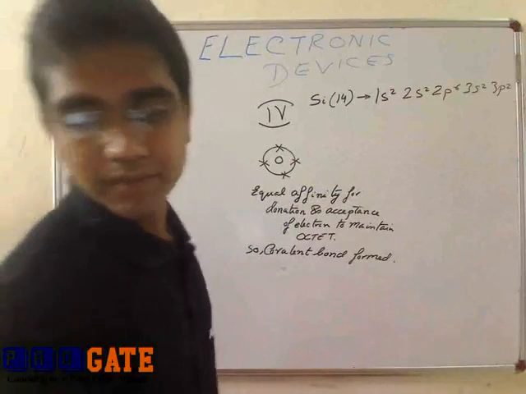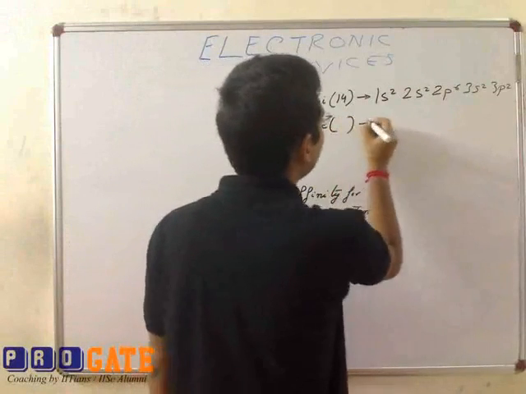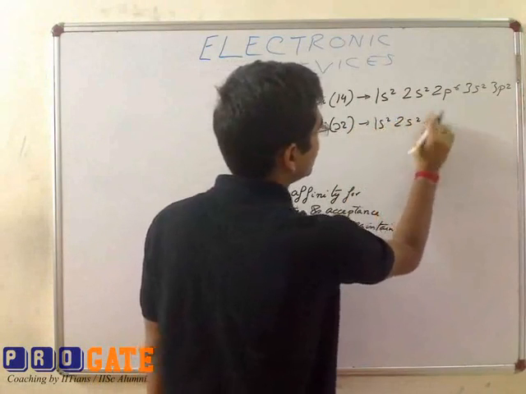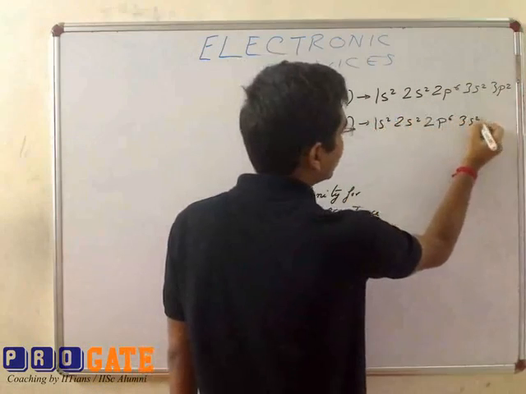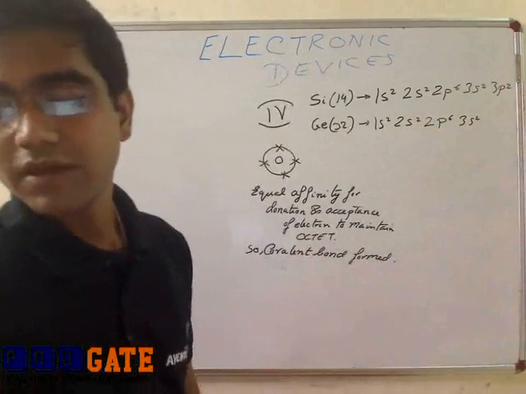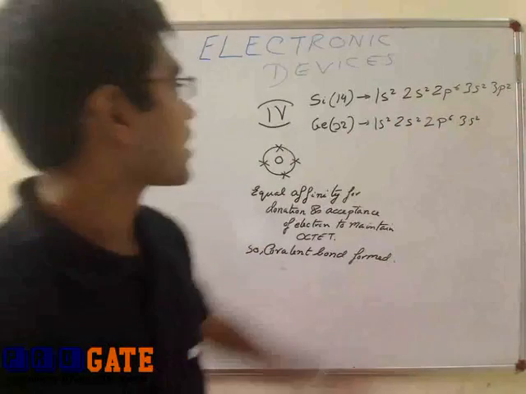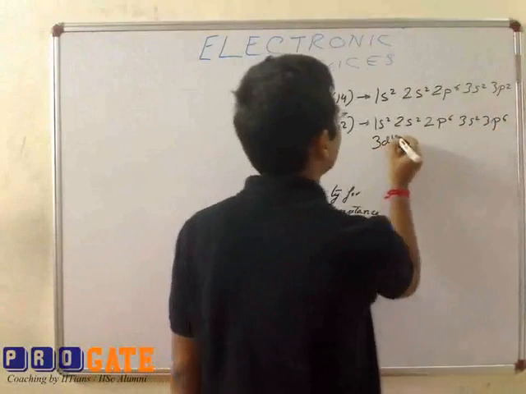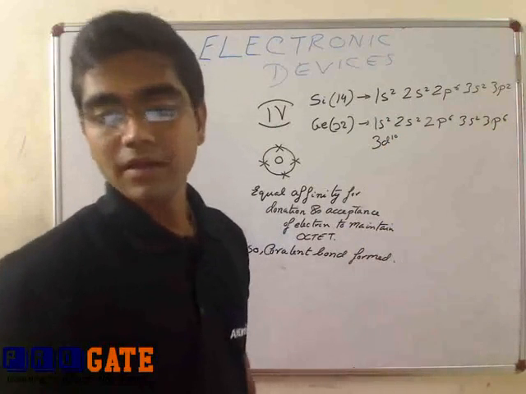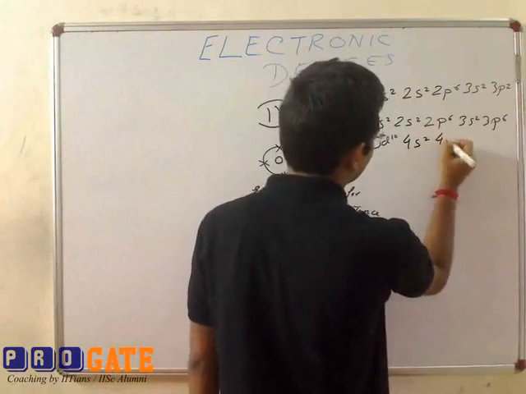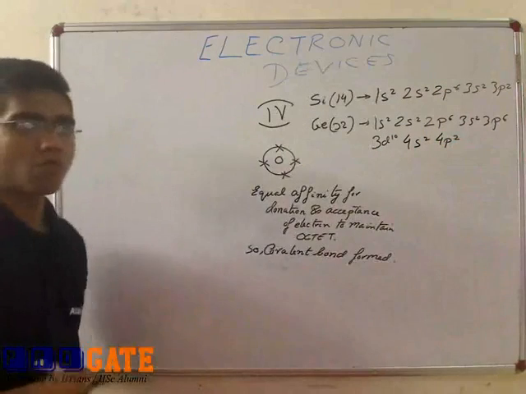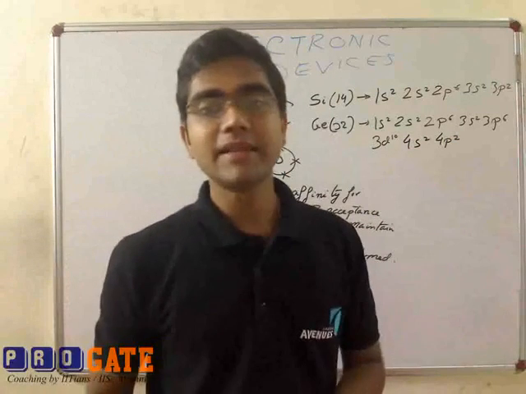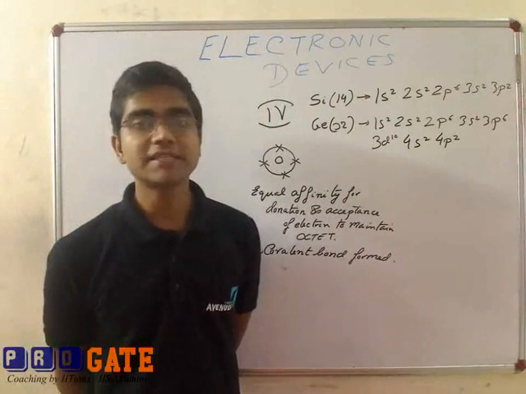What happens in case of germanium? The atomic number of germanium is 32. That's 1s2, 2s2, 2p6, 3s2, 3p6, 3d10, 4s2, 4p2. This is the distribution of silicon and germanium. Silicon and germanium are generally the elements used in the semiconductor industry.